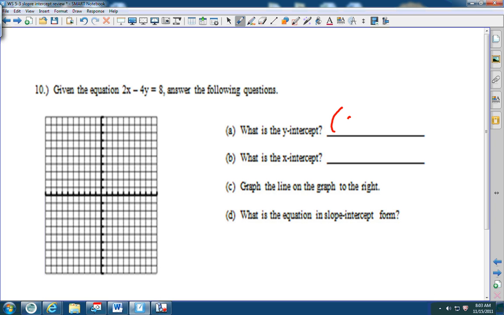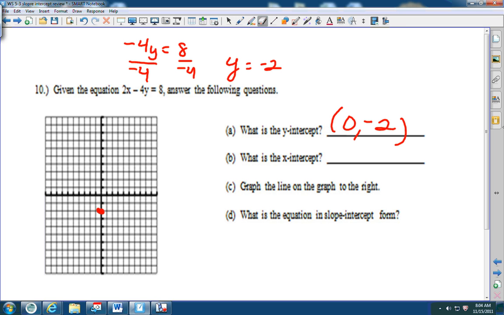It wants the y-intercept. My x number is 0. So I'm going to cover up my x right here. I get negative 4y equals 8. I'm going to divide by negative 4. Y equals negative 2. 0, negative 2. I can even put a dot down there on the graph.